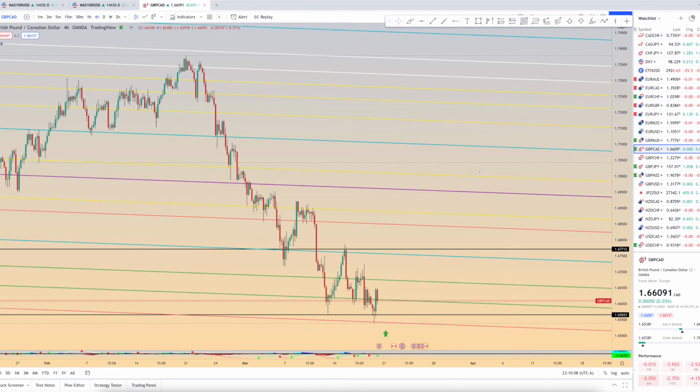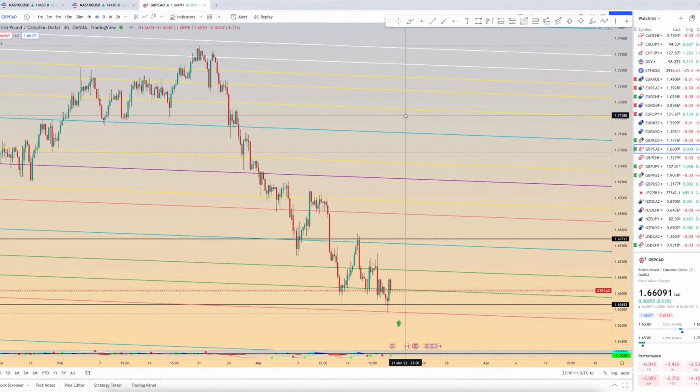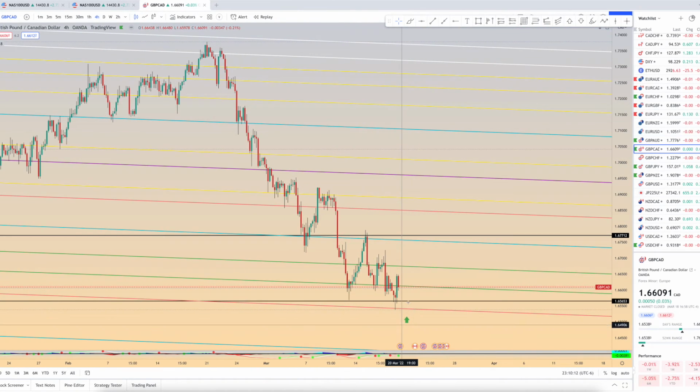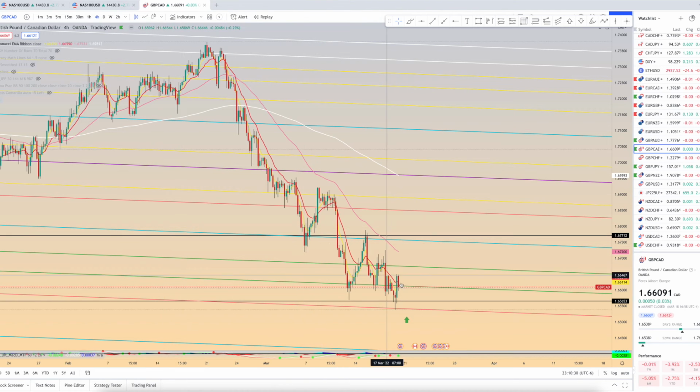GBP CAD. Both are going to be strong for the short term. I do expect a small move upwards, but I don't think we're going to retrace as deep as this. So, potential buy. As far as entry, I don't really know where to jump in on this one. It'll have to be where the EMAs cross. That would probably be the safest bet. So we'll wait for that on this currency pair.